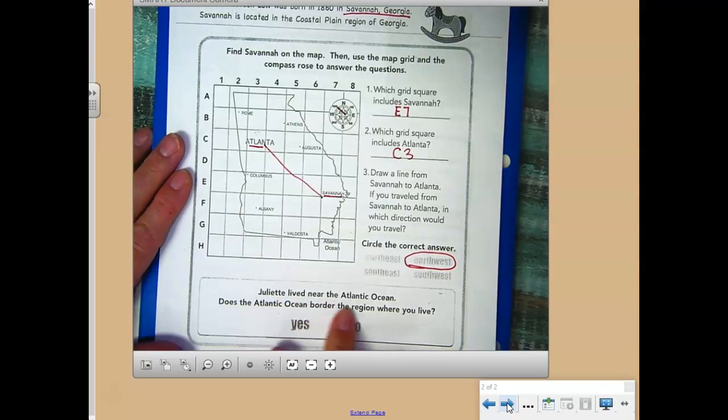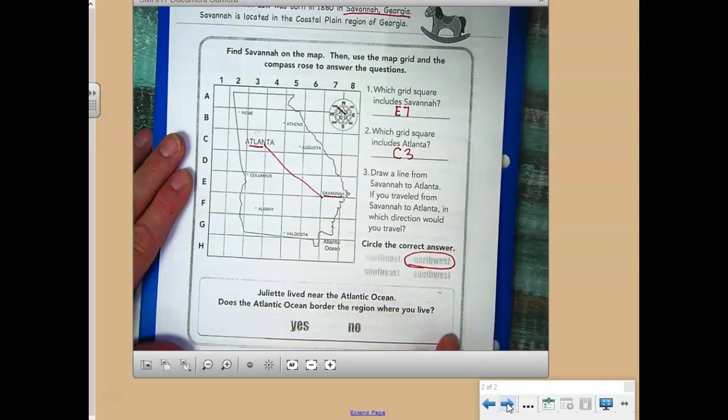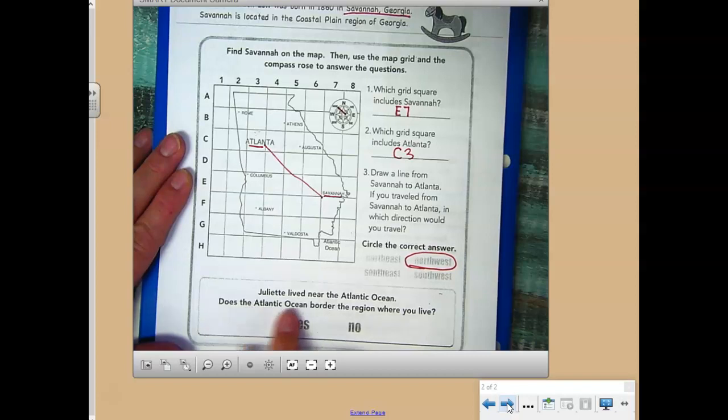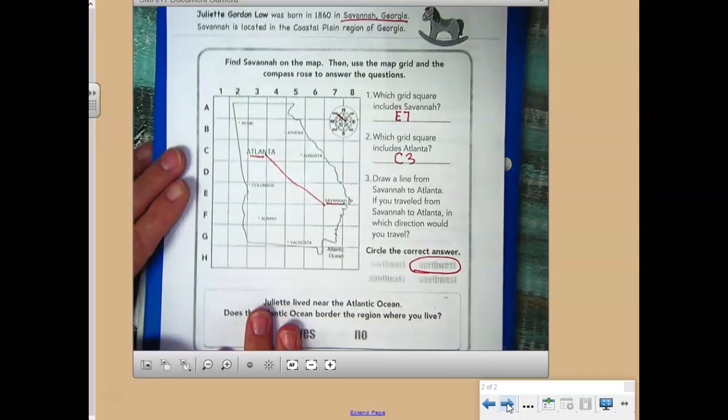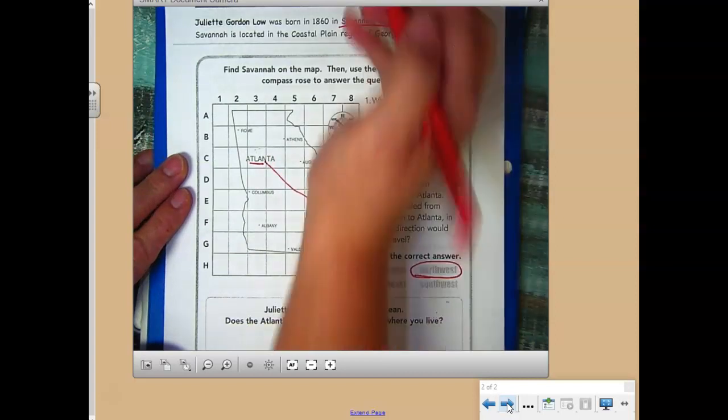Juliette lived near the Atlantic Ocean. Does the Atlantic Ocean border the region where you live? Yes or no? So Juliette lived near the Atlantic Ocean, right here. Does the Atlantic Ocean border the region where you live? What region was Juliette Gordon Low from? All right, she's from the coastal plain.